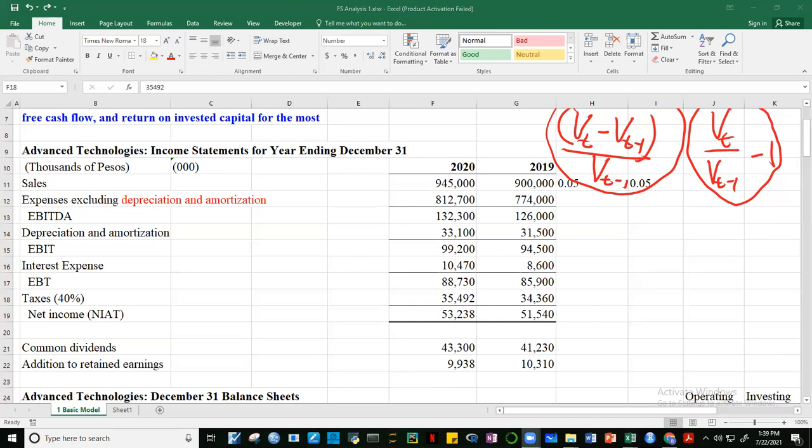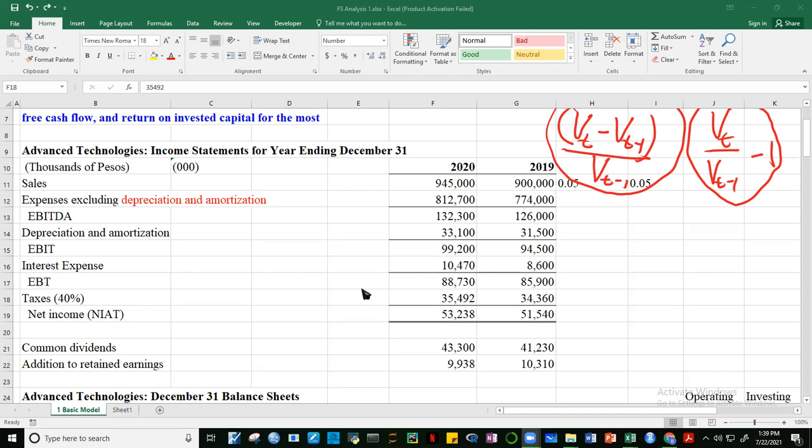You can shut it or you may wish to unmute yourself. How did you get 35,492? Okay, Ron, could you share, Ron? Okay, so may answer din si Marion. Okay, I think mga tama yung answer nyo, no? Okay, so that's correct, no?